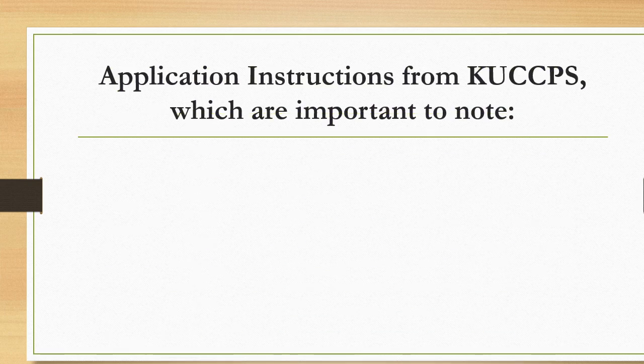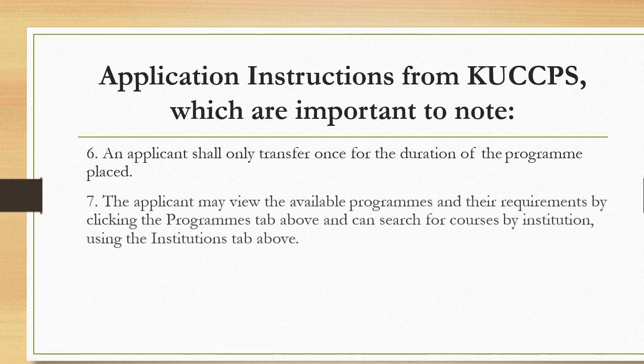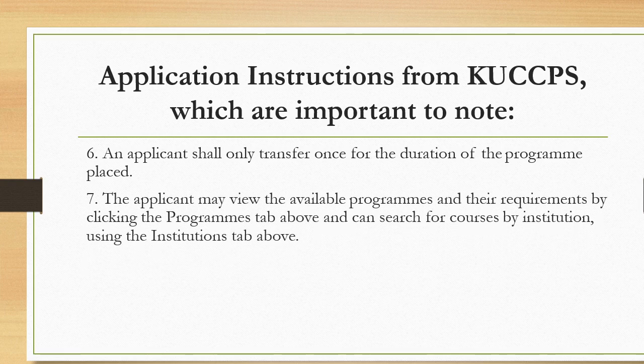Now these instructions are quite elaborate. The other one that you need to look at is that an applicant shall only transfer within the duration of the program placed. Once that duration has expired, you can't transfer. Also, the applicant may review the available programs and their requirements by clicking the programs tab, after you have logged into your student portal, and can search for the courses by institution using the institutions tab. I'll show you the interface that you need to use.